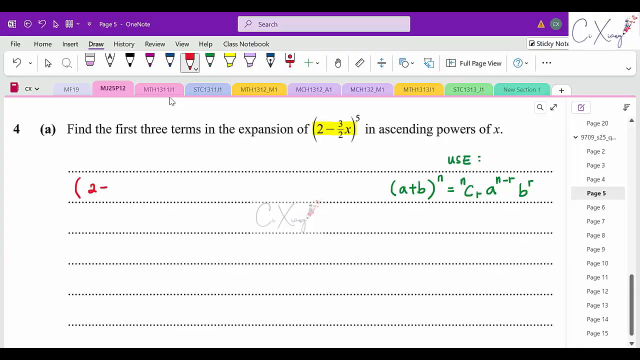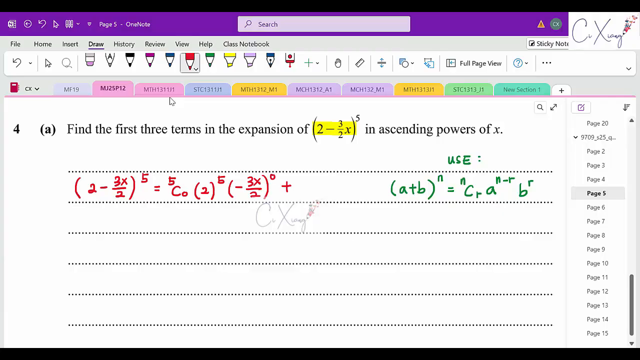We have 2 minus 3x over 2, power 5. If I want the first term, I should have r equal to 0 first. So the first term is r equals 0. Apply n as 5 in our question. So the first term is 5C0, a is the 2, so 2 power 5. 5 minus 0 is 5, right? Then b power 0. So this is my first term.